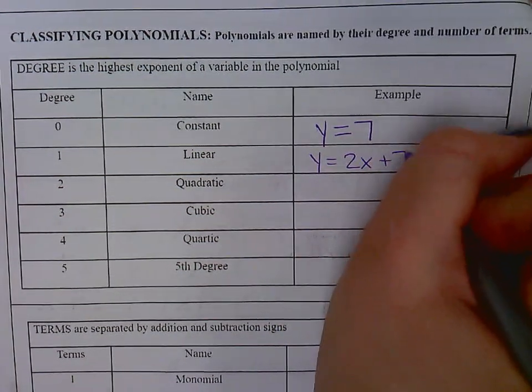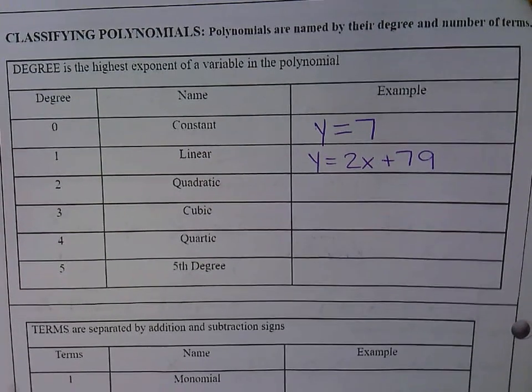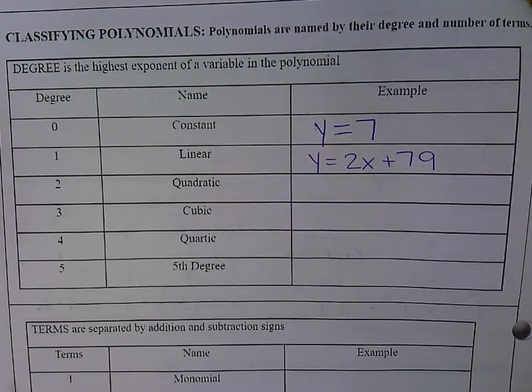2x plus 79. Sure, that's a linear function, right? y equals mx plus b. I could even have y equals 3x with no y-intercept. The y-intercept would be 0, slope of 3. So that's a linear function, but that's a constant function. They're both lines.